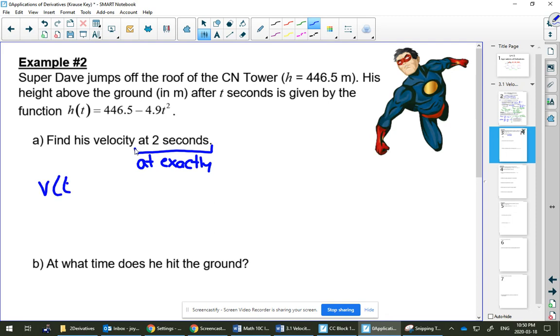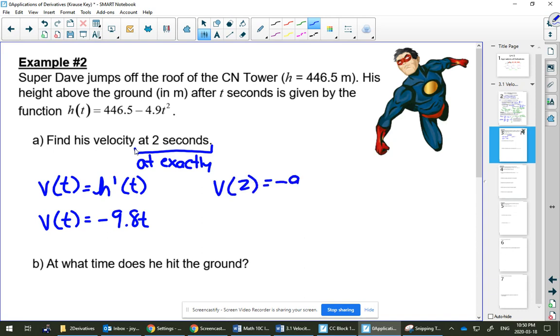So the velocity at a given time is going to be the derivative of the height. So velocity with respect to time is negative 9.8 t. So if we want to find the velocity at 2 seconds, v of 2 is negative 9.8 times 2. So our velocity is negative 19.6 meters per second.